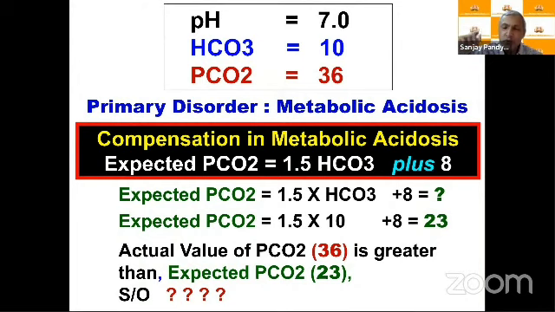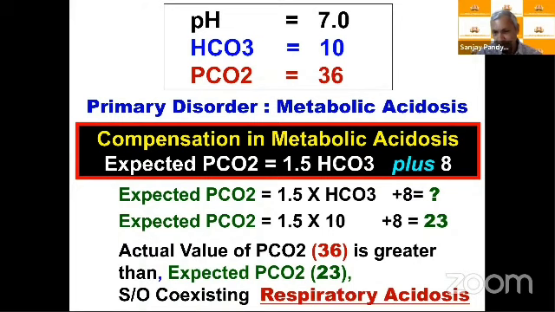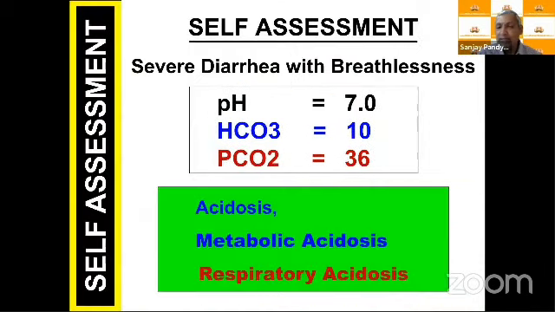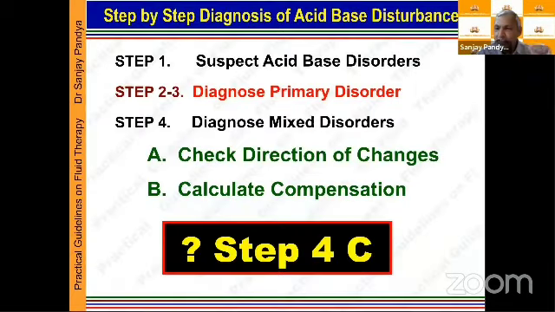That means there is accumulation of PCO2, and that happens in respiratory acidosis. And therefore, with this formula, we could diagnose that this patient is having metabolic acidosis with respiratory acidosis. So, by calculating and comparing, you can clinch the diagnosis of mixed disorder. First, to diagnose mixed disorder, we check direction of changes, then we calculate compensation and look at the actual value and expected value, and try to derive whether it is a simple disorder or mixed.